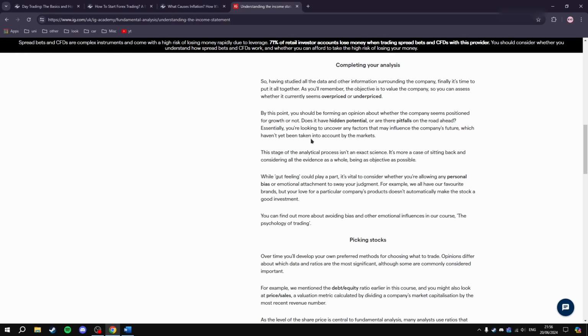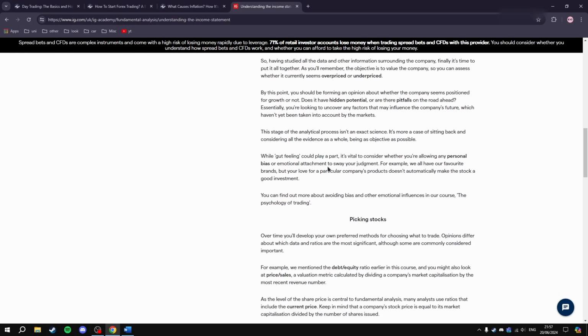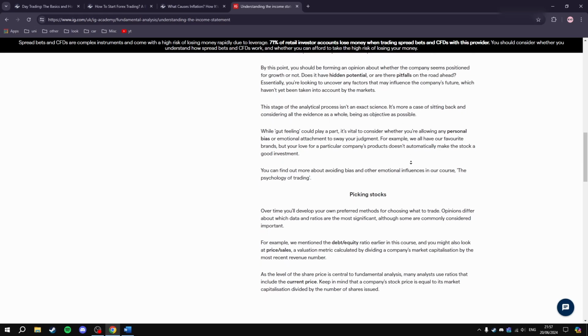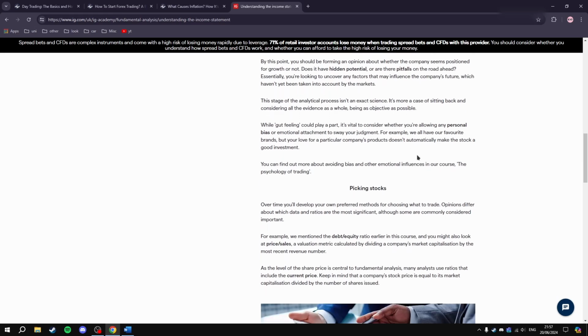Completing your analysis. So having studied all the data and other information surrounding the company, finally it's time to put it all together. As you remember, the objective is to value the company so you can assess whether it currently seems overpriced or underpriced. By this point, you should be forming an opinion about whether the company seems positioned for growth or not. Does it have hidden potential, or are there pitfalls in the road ahead?